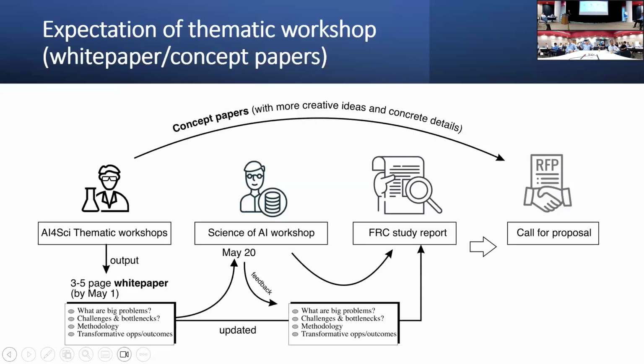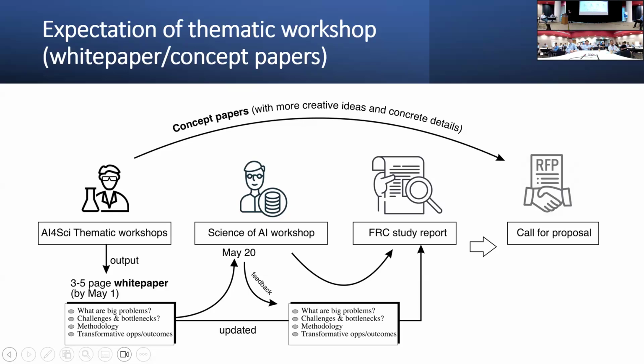So this is my last slide, which highlights the overall structure. One of the very important things for today's work is that we want to discuss and finally get a 3 to 5 page white paper to summarize the big problems in this field of semiconductor manufacturing, what the challenges and bottlenecks are, and what the big idea, methodology, or transformative opportunity and outcome is, specifically in Singapore.